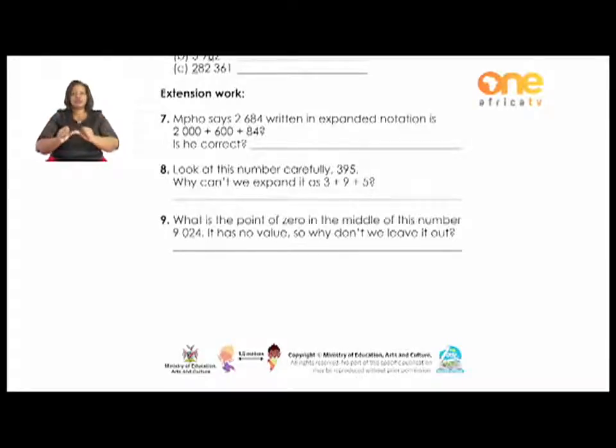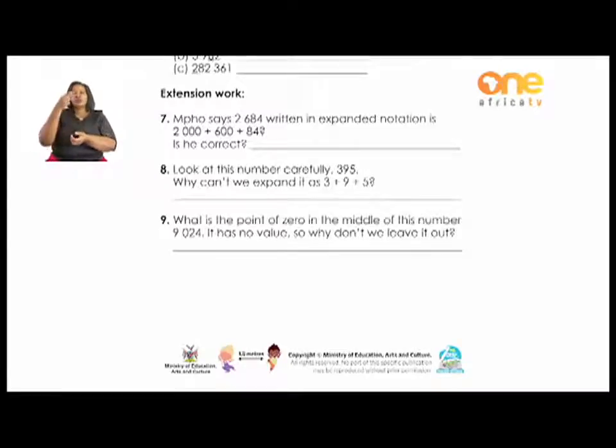If we go to number 7, it says 2684 written in expanded notation is 2000 plus 600 plus 84. Is it correct? Here I only need yes or no. Yes or no.